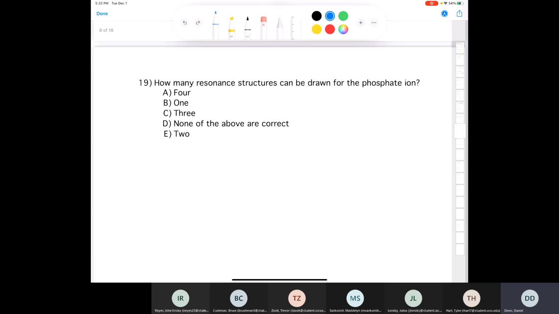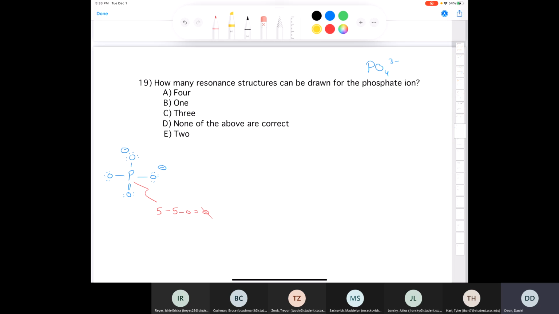Question number 19. How many resonance structures can be drawn for the phosphate ion? We already drew one Lewis structure for the phosphate ion, and it looked something like this, where we had 3 oxygens, each one bearing a -1 charge like this. And then we had 1 oxygen that has no formal charge. The phosphorus is in group 5. It's surrounded by 5 sticks and 0 dots. That gives me a formal charge of 0, so everything looks good there.